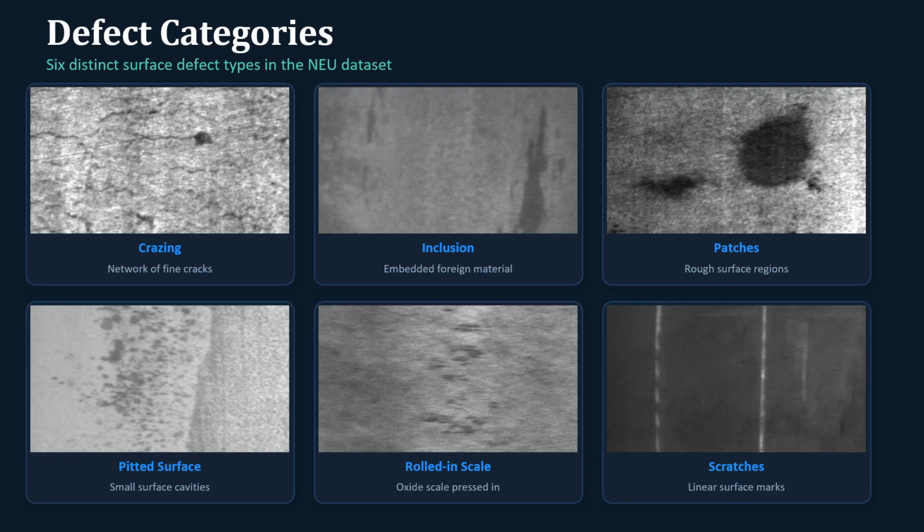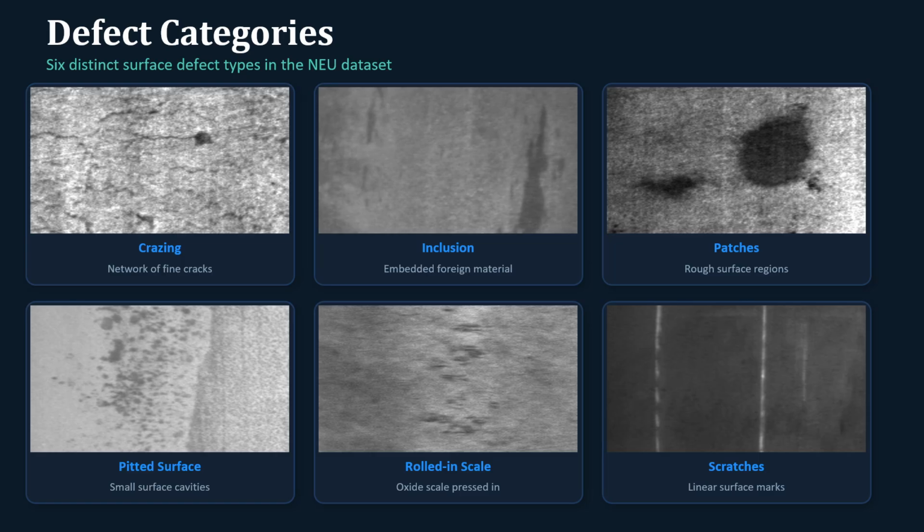In slide 4, let's discuss the six types of defects that our model needs to identify. The first one is crazing. As you can see, it looks like a network of very fine cracks spread across the surface. The second is inclusion. This happens when some foreign material gets stuck inside the steel during manufacturing. And third is patches. These are rough, uneven regions on the surface that look like dark spots. And the fourth is pitted surface. Here we can see small holes or tiny cavities all over the steel.